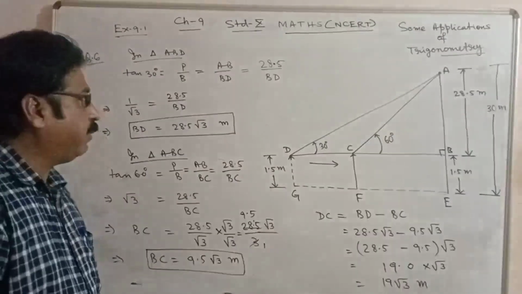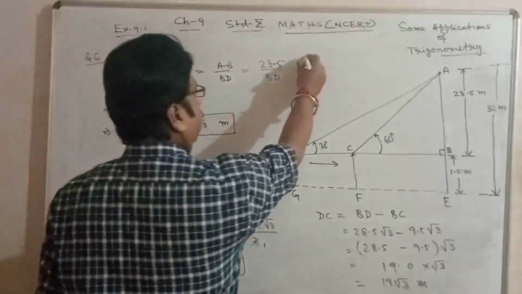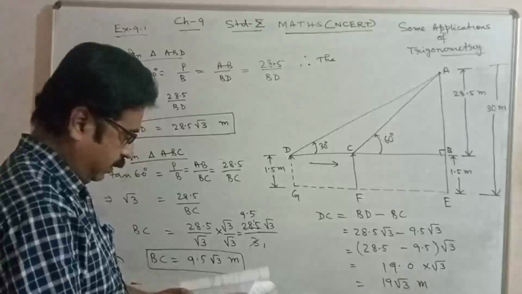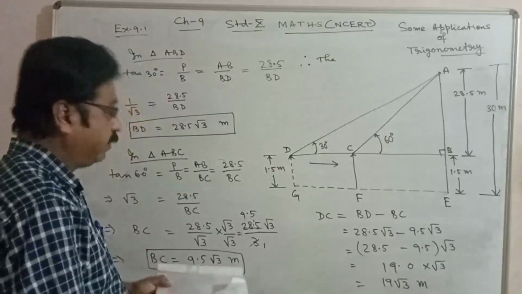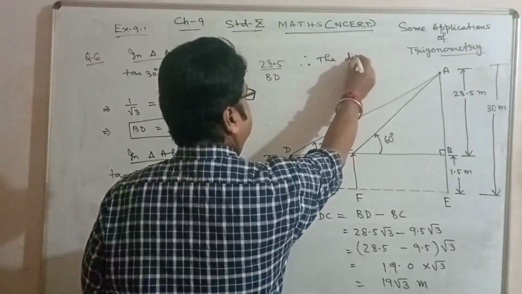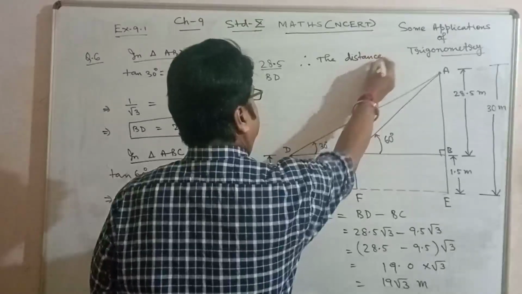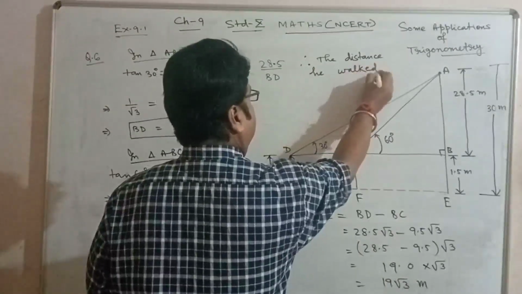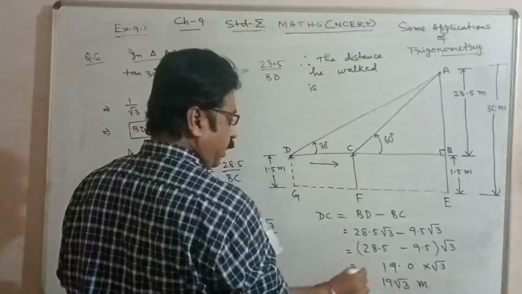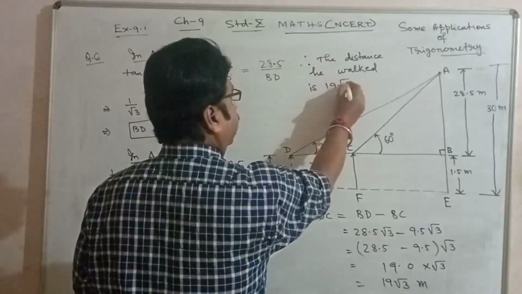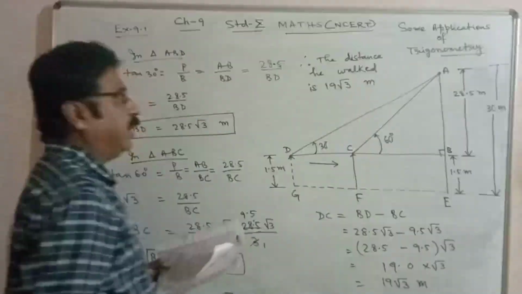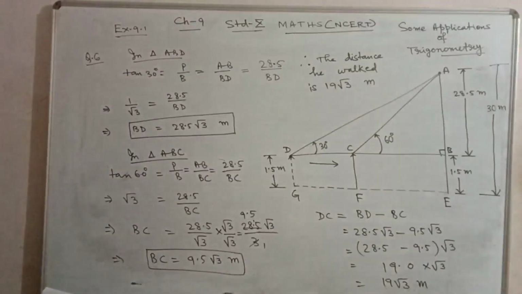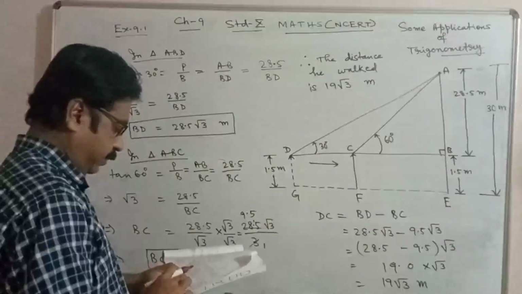Finally, you can write the answer in language. Therefore, the distance he walked is 19 root 3 meter towards the building.